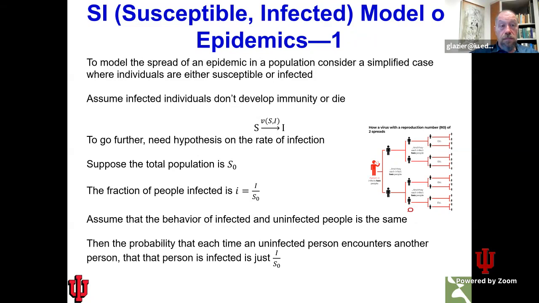Then I can assume that if I interact with somebody at random in the population, and I'm uninfected, the probability that they're infected is I divided by the population. Assume I'm in a mixed population. And so if I have some encounter where two people meet, and one of them is uninfected, the probability the other one is infected is I divided by S0.